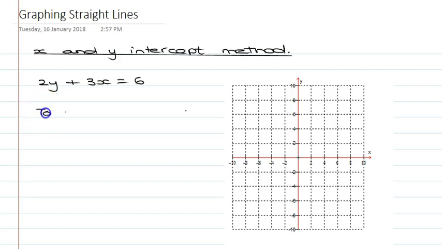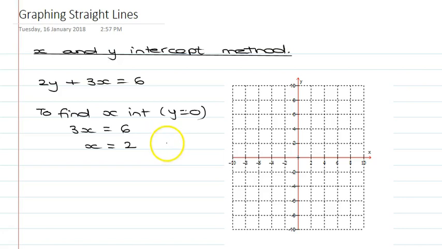So to find, first of all, the x-intercept, I'm going to let y equal 0. I'm subbing that into this formula, so 2 times 0 is 0, so I'm left with 3x equals 6, and solving that gives me x equals 6 over 3, meaning x is 2. So my first coordinate is (2, 0). I can plot that on my coordinate grid. There we go. Put a dot or a cross.